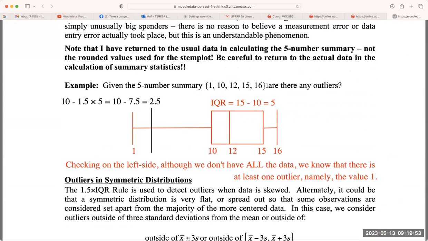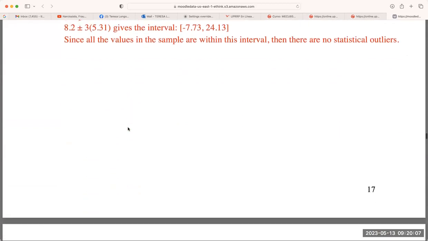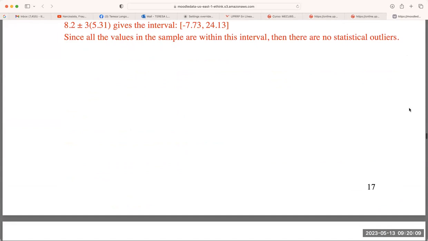And when you draw it, you see that there's a long tail in the whiskers here. Sorry, Professor, what is the page number? Because I cannot see it. 17. Is it? 17. Okay, perfect. Thank you.